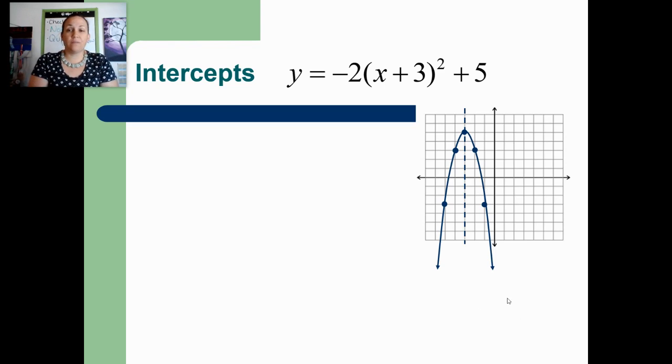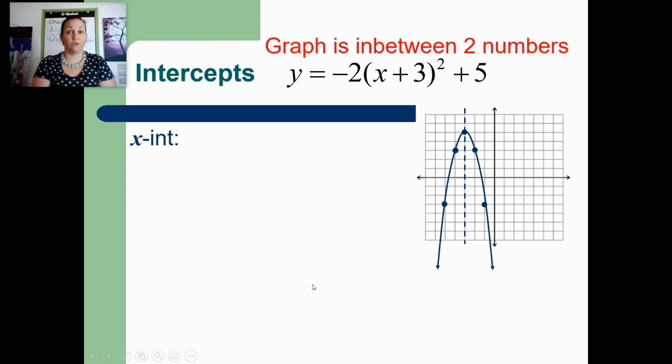Okay, so x-intercepts, if you remember, are written as an ordered pair, a number, 0. And in this problem, my x-intercepts are not on nice whole numbers. So when I look at my graph, it's crossing somewhere between the -1 and the -2, and somewhere between the -4 and the -5. And so since it's crossing between 2 numbers, I will need to calculate my x-intercepts.